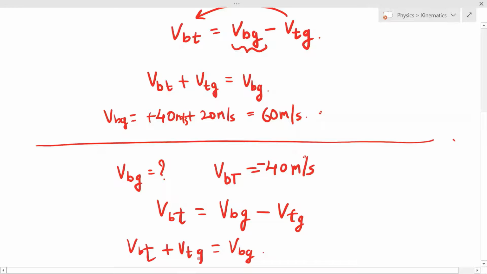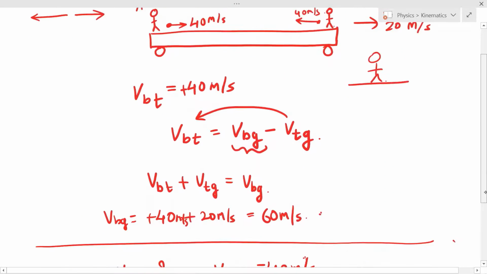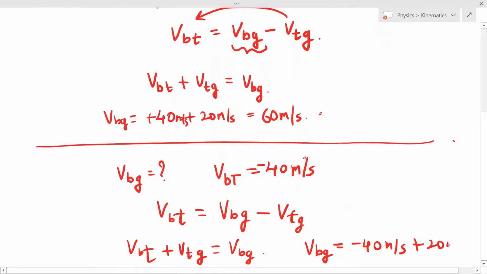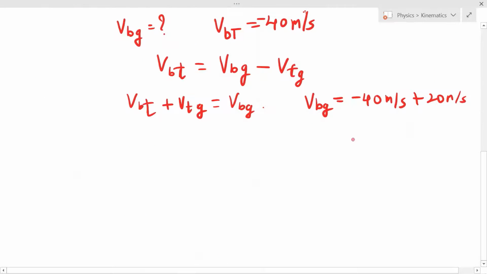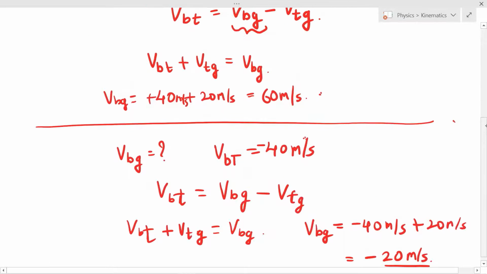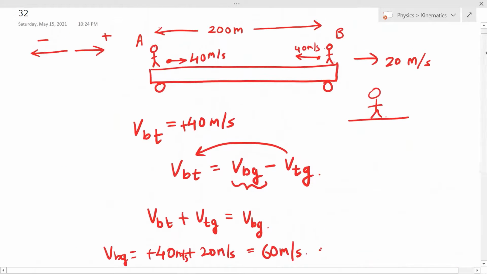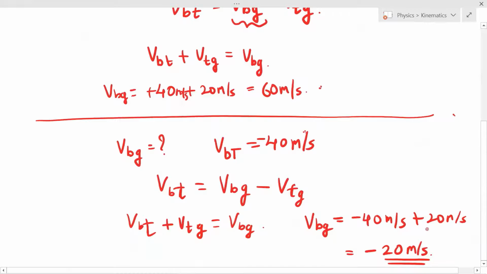plus VTG. So VBG becomes, VBT is minus 40 meter per second. VTG is plus 20 meter per second. So this becomes minus 20 meter per second. So this ball will move in the left direction for this stationary observer with the velocity 20 meter per second.